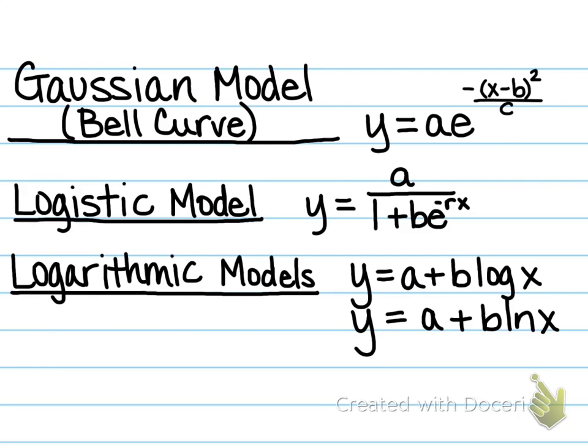The next three, the Gaussian model, the logistic model, and the logarithmic models, are all different forms that exponential and logarithmic equations can look like. And a lot of times if it's a Gaussian model or a logistic model, they're going to give you the equation in the problem, and then you're just going to have to solve for a missing piece.